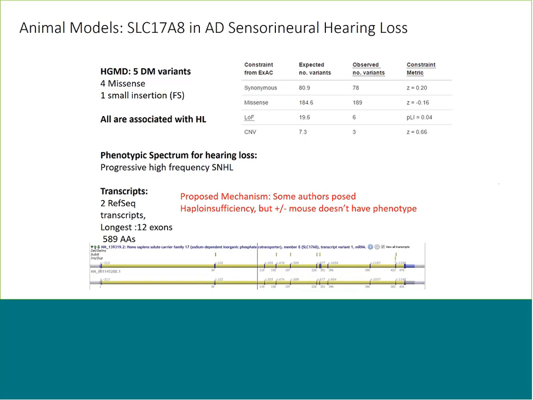So some authors in this case did propose haploinsufficiency, but as you'll see, the heterozygous knockout mouse doesn't have a phenotype. And most of the variants that are found in humans are missense variants.